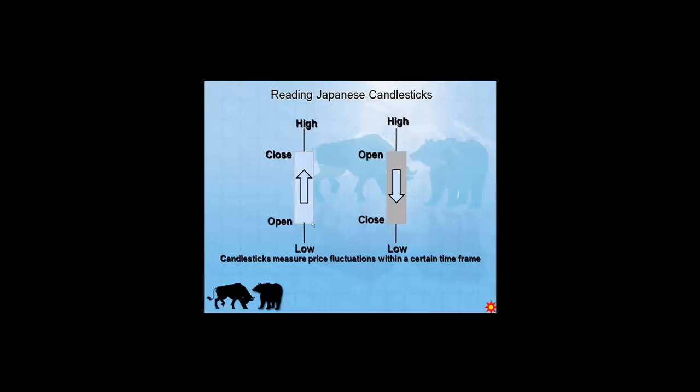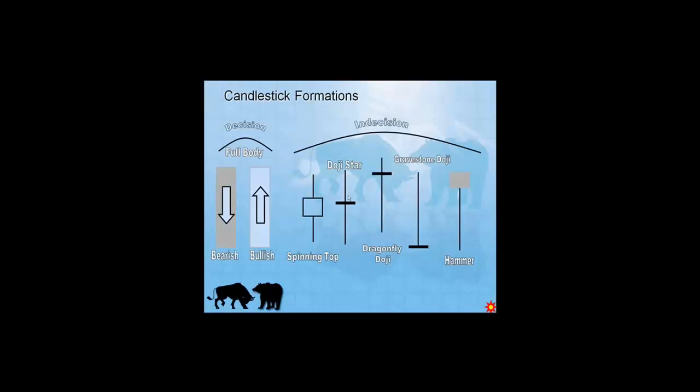And this would be considered a bullish candle, and this would be considered a bearish candle. The market went up here: opened low, closed high. Here it opened high and closed low. That would be a bearish candle.